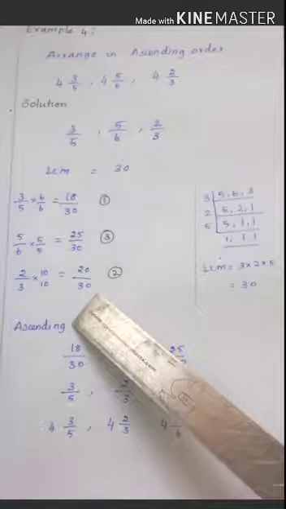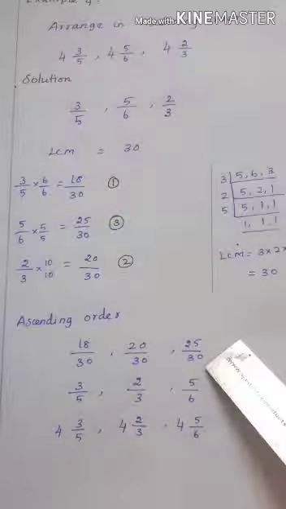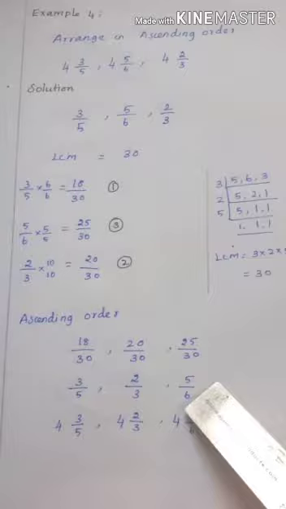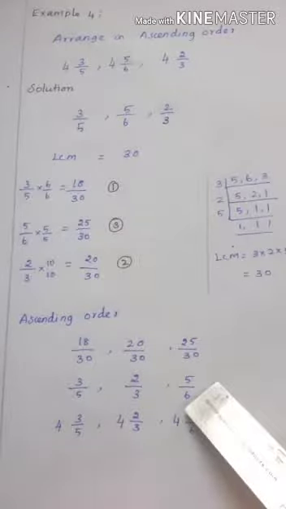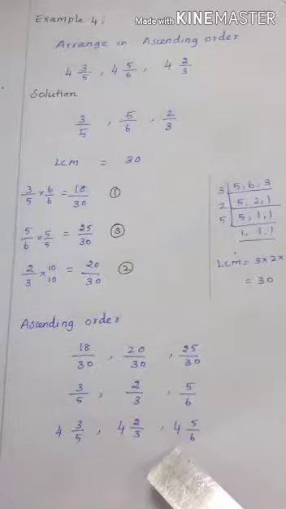Then arrange it in an ascending order. Ascending order means smaller to bigger. So answer is 18 by 30, 20 by 30 and 25 by 30. Write the original numbers here: 3 by 5, 2 by 3 and 5 by 6. The ascending order is 4 3 by 5, 4 2 by 3 and 4 5 by 6.